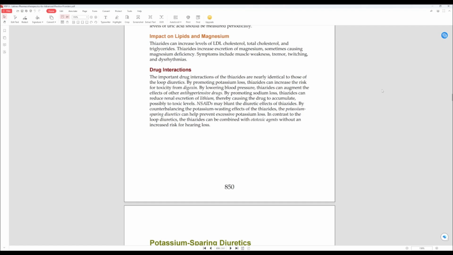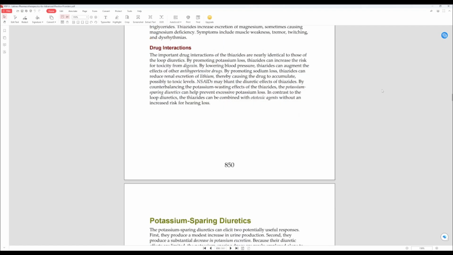So again, thiazides can increase levels of LDL cholesterol, total cholesterol, and triglycerides. Thiazides increase excretion of magnesium, sometimes causing a magnesium deficiency. So symptoms of a low magnesium level include weakness, tremors, twitching, and again, fatal dysrhythmias.